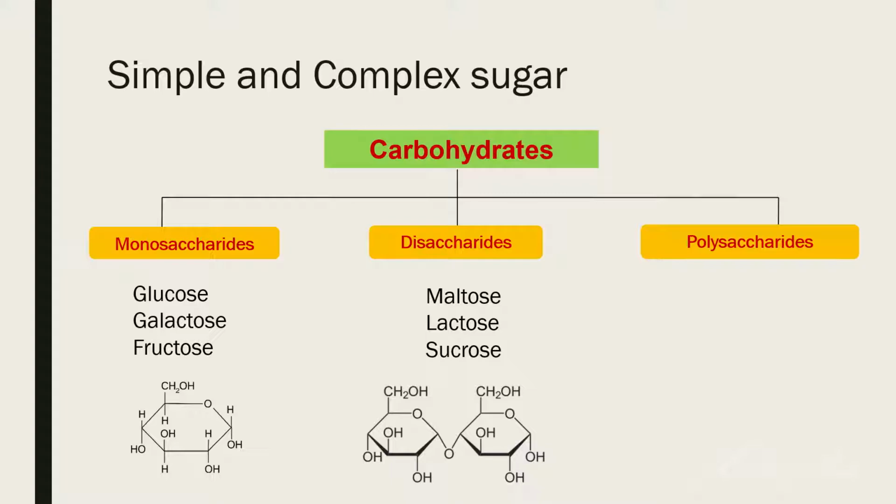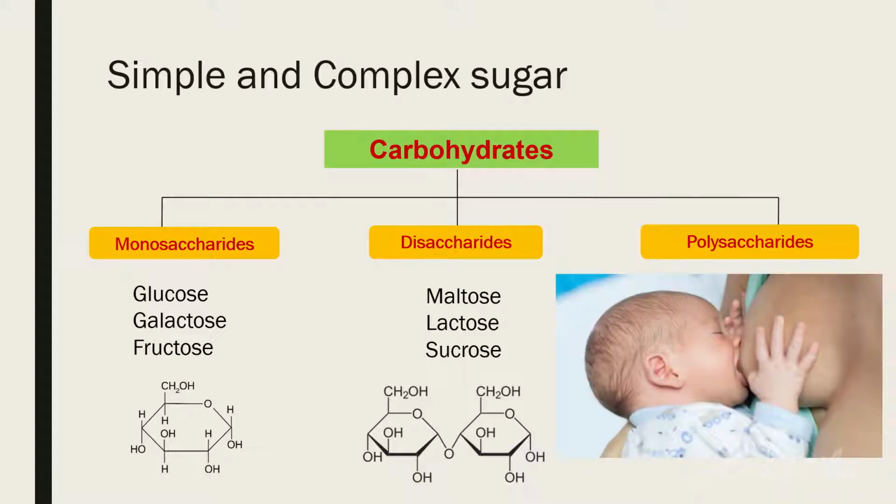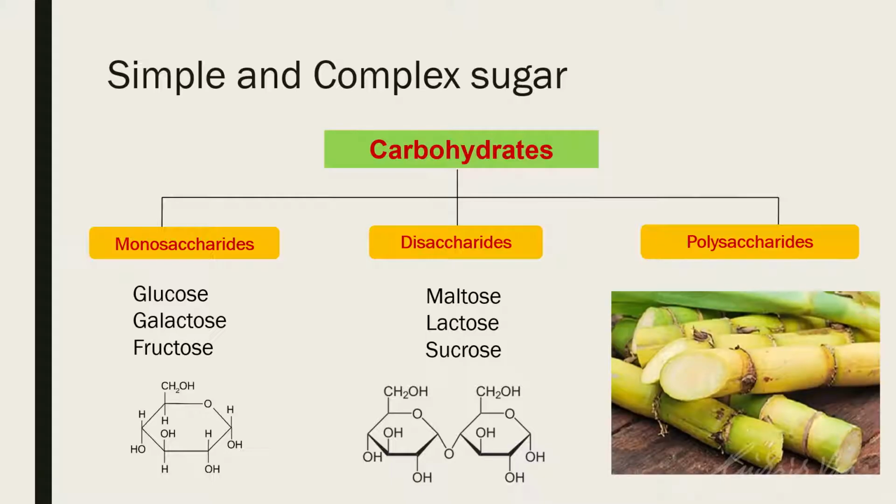So how are the disaccharides made? Maltose is made up of two glucose molecules. Lactose is made up of one glucose and one galactose, while sucrose is made up of one glucose as well as one fructose. Another thing to take note of is that lactose, you normally only find in animals, while sucrose, you normally find in plants.